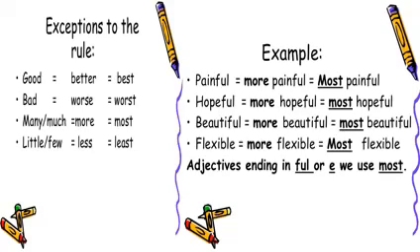Okay students, next, third rule is, there are a few exceptional cases to the rule. Good, better, best. Bad, worse, worst. Many, more, most. Much, more, most. Little, less, least. Few, less, least. So there are a few exceptions to the rule which you have to learn.